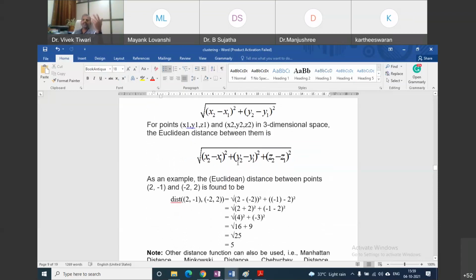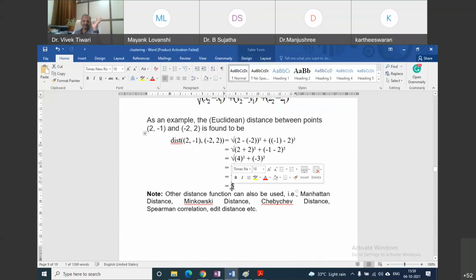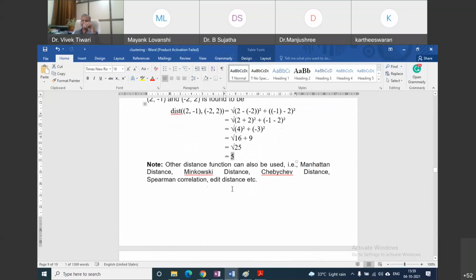If the data points are multidimensional, meaning x1, y1, z1 are the variables, x1 may be age, y1 may be weight, z1 may be salary. The more variables, you can easily extend the Euclidean distance formula. This is a simple example. If you are not interested in using the Euclidean distance, many other distance formulas are there, like Manhattan distance, Minkowski distance, and many others. Or you can develop your own distance formula and implement it in the clustering algorithm.